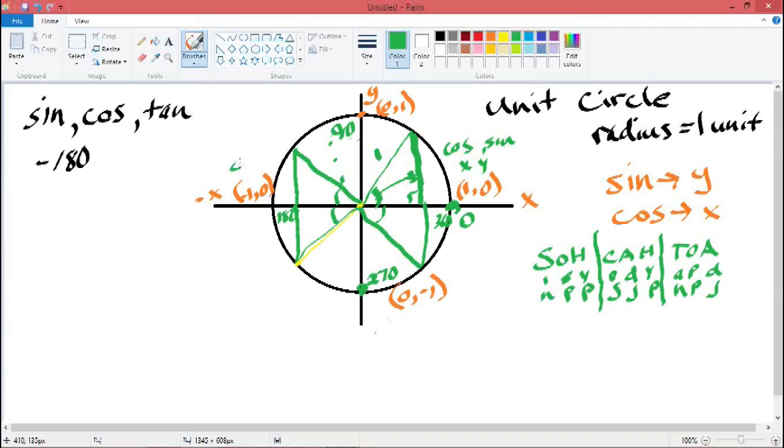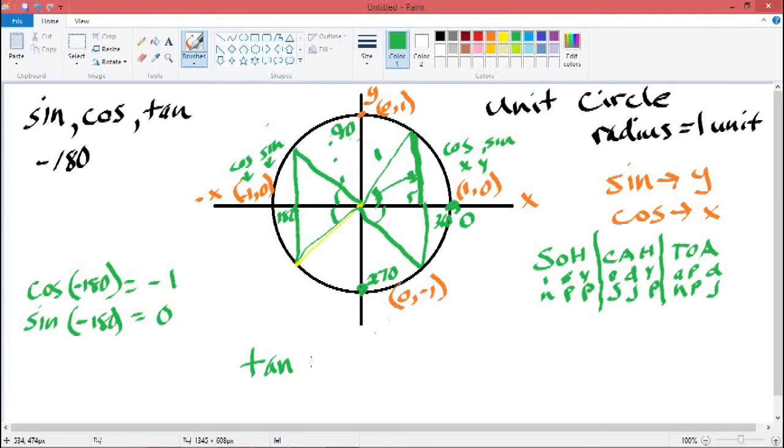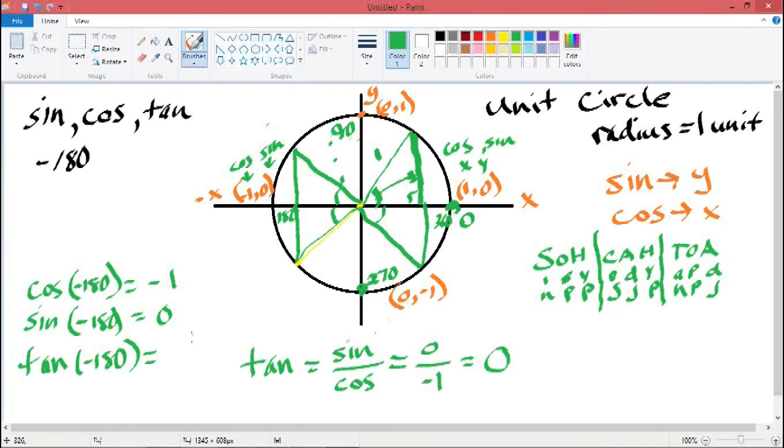And so all you have to do here is look, cosine is the first part, sine is the second part. So cosine of negative 180 is equal to negative 1. And then sine of negative 180 is equal to 0. And then here's a little thing for you. Tangent equals sine over cosine. Sine was 0, and cosine was negative 1, right? Anything like 0 over anything is always 0. So tangent of negative 180 is equal to 0.